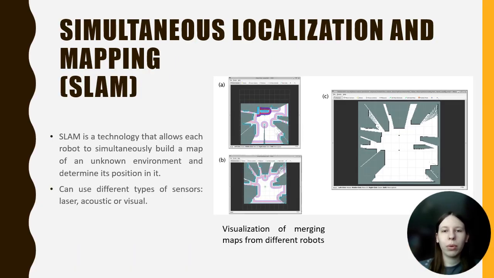SLAM enables a robot to create a map of an unknown environment while checking its position within the map in real time. SLAM becomes indispensable in environments where there is no pre-prepared map of the terrain or the position of the device is unknown, making it a versatile tool for a variety of tasks. A SLAM system can use different types of sensors to collect data about the environment, like laser, acoustic, or visual.